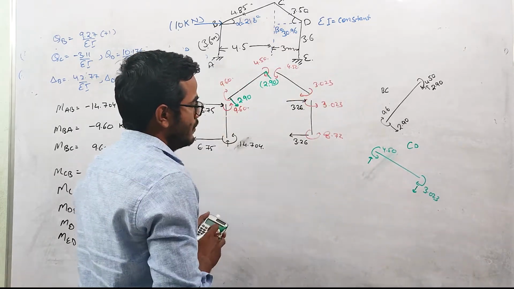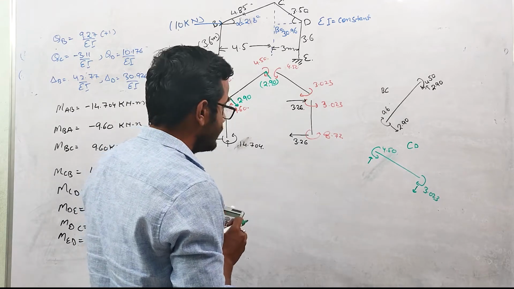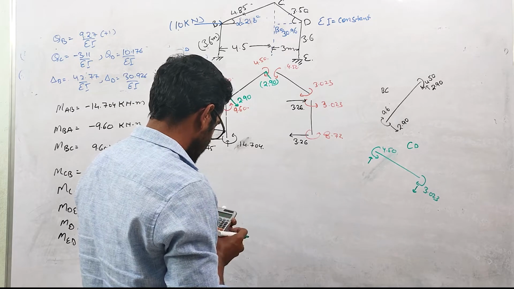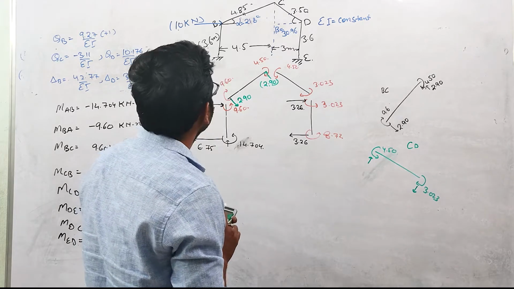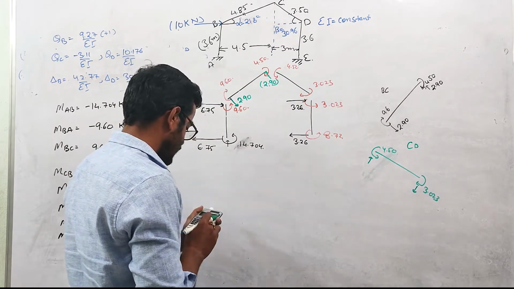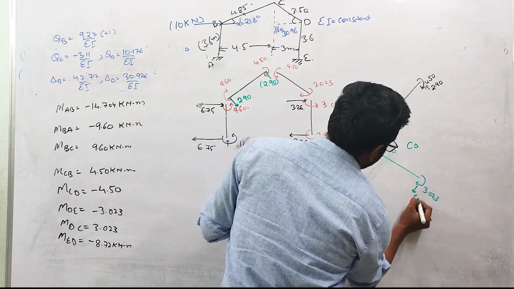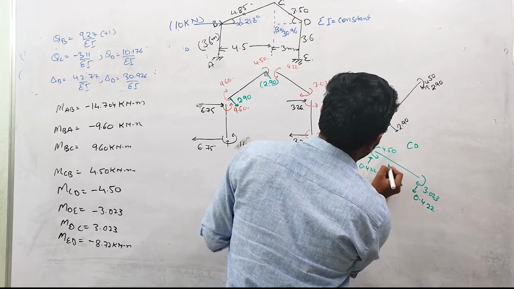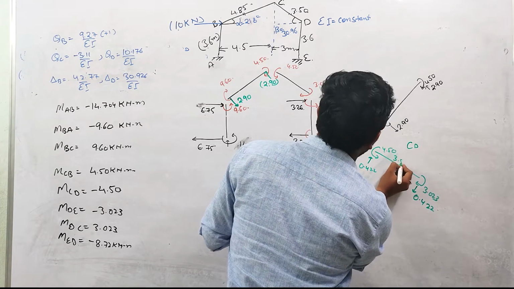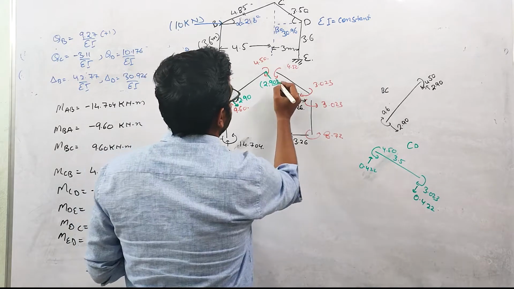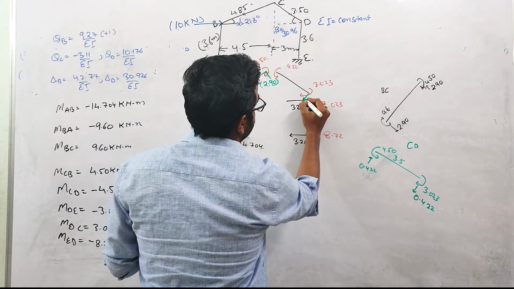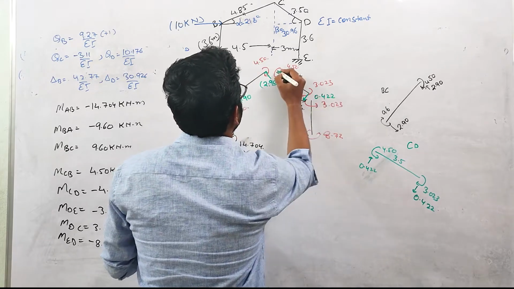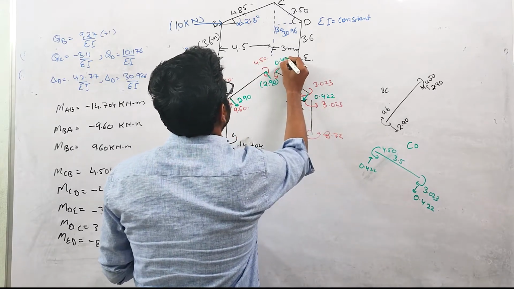Okay, so this is 4.50 minus 3.023 divided by 3.5. So this value comes out to be 4.22, and this is 4.22. This length is 3.5. Okay, so at this end the value is 0.422. Here the value is 0.422.